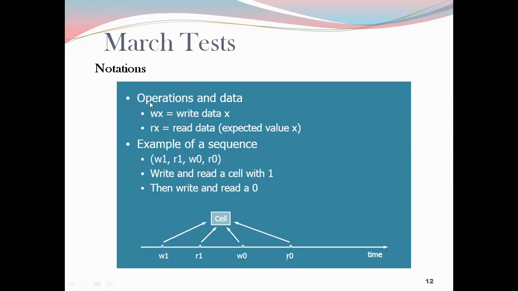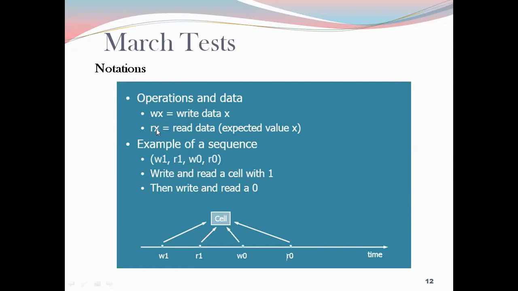For example, we are going to write the data X, that is represented by WX. W for write, X for what data has to be written. X can be 0 or 1. Rx means reading the data. X is the value which is expected. So if I had written 0 in a cell, I expect the value to be 0. So that would have been R0.